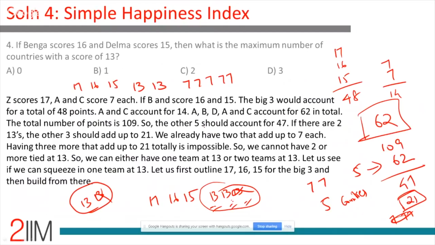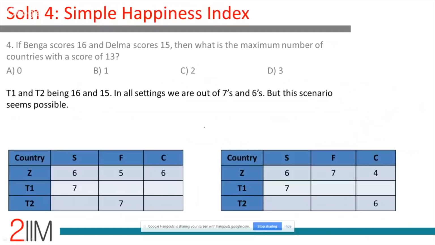Effectively saying, can we have 17, 16, 15 and then a 13 in the mix? We can find 1 country with 13. Maximum number of countries with a score of 13 is 1. If we cannot squeeze in even 1 country, then we are good. Just say that. Not possible. 0 is the answer.